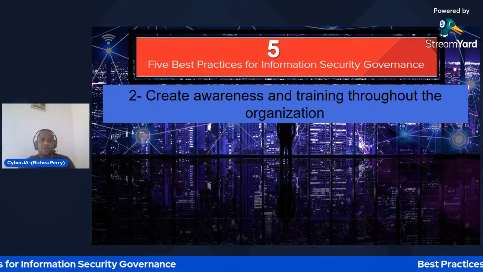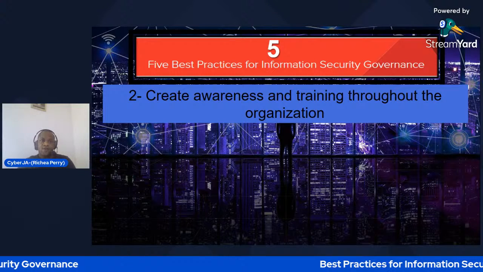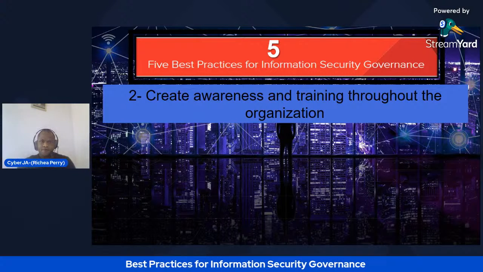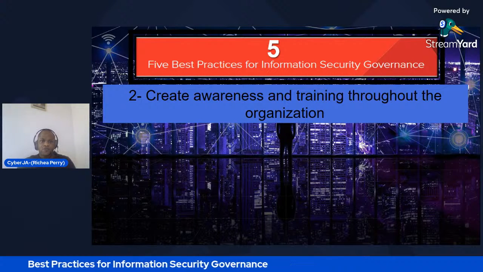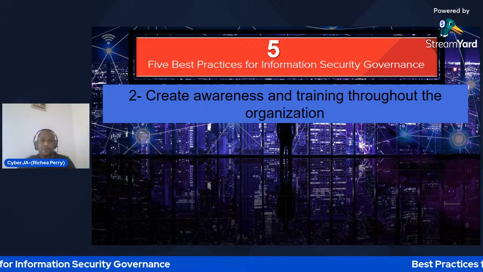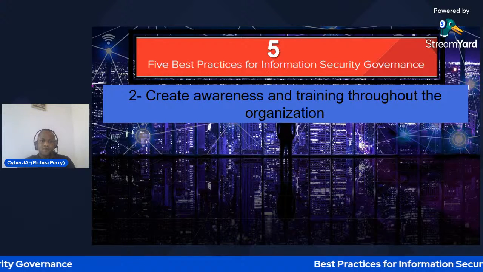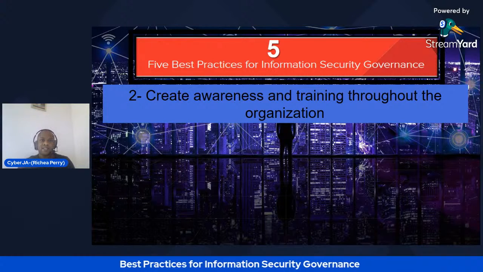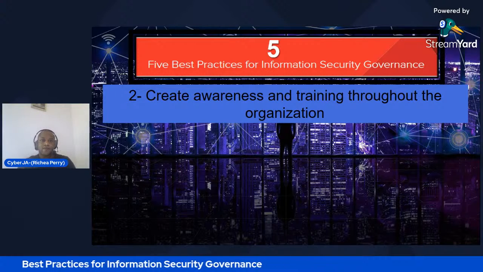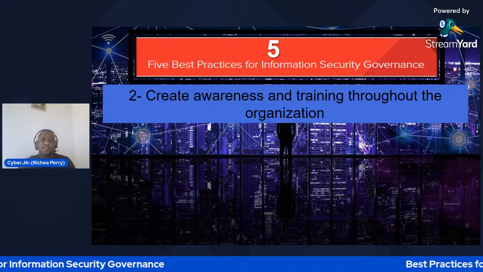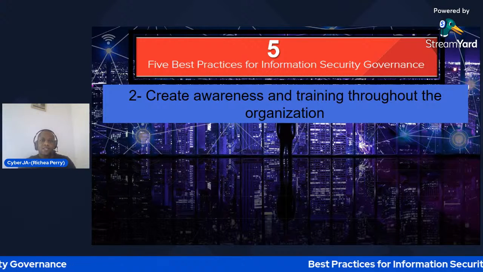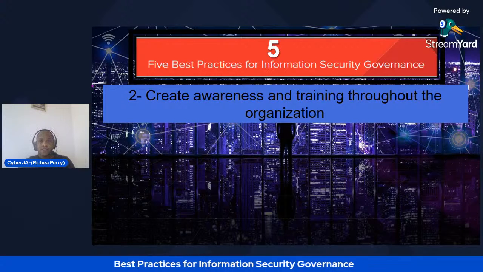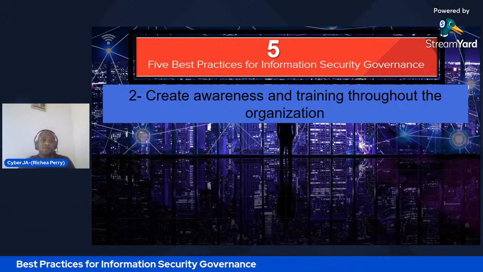Second best practice is to create awareness and training throughout the organization. Right? Create awareness and training throughout the organization. Very importantly, during this phase, setting the information security governance and then walking away can bring negative results, right? Such as a lack of adoption, misunderstanding of policies, roles and responsibilities, and security vulnerabilities.